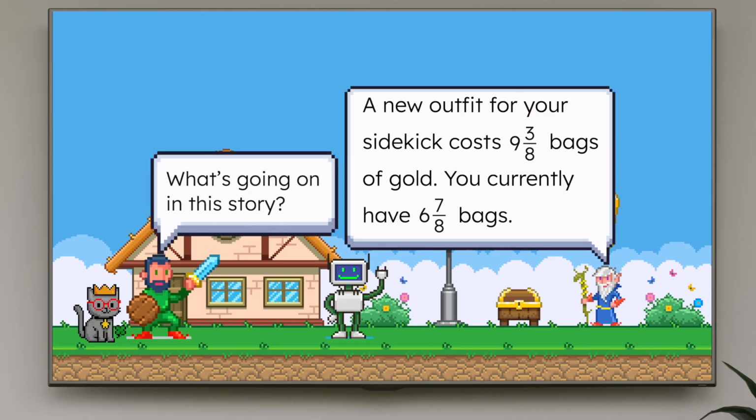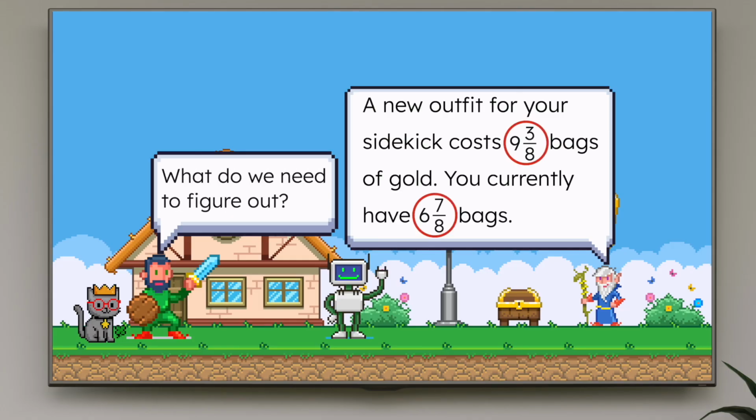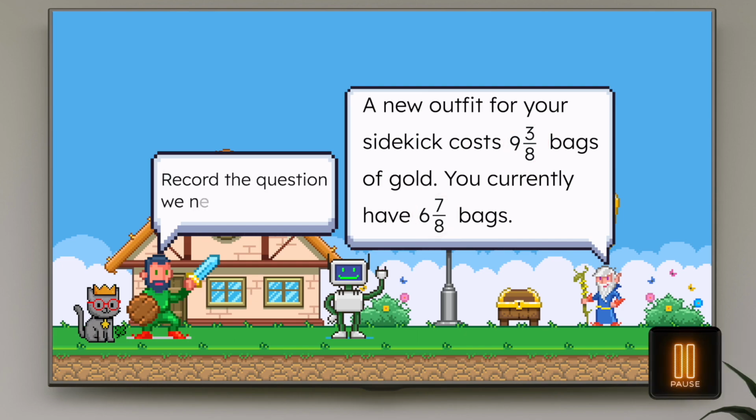So what's going on in this story? We're going to buy an outfit for our sidekick. And what information do we have? We know how much it costs and how much gold we have. So what do you think we need to figure out? Pause here to record the question we need to answer in your guided notes.